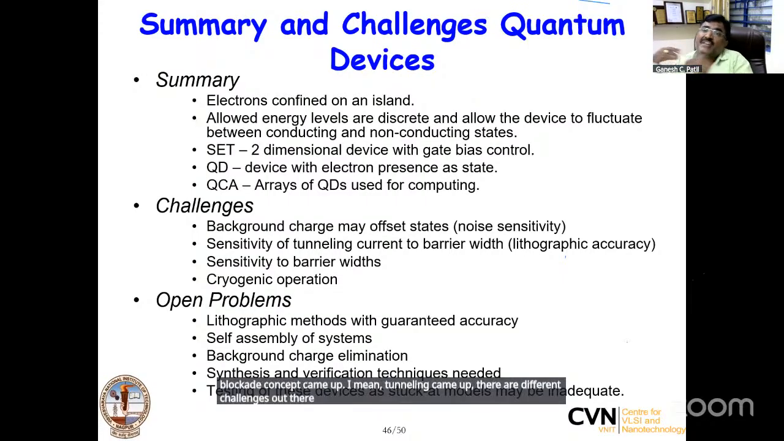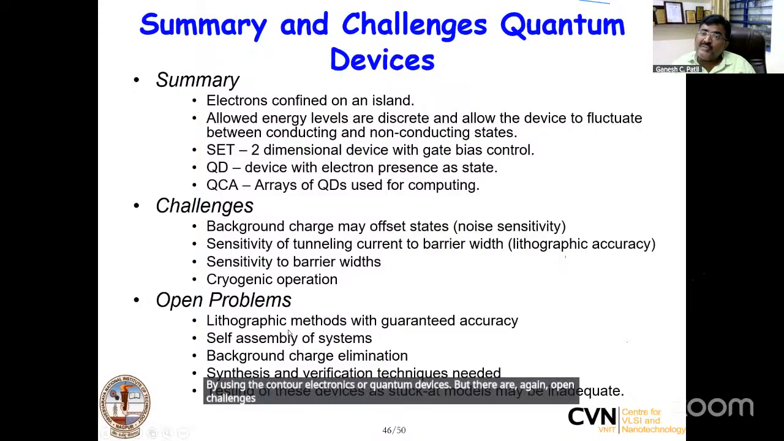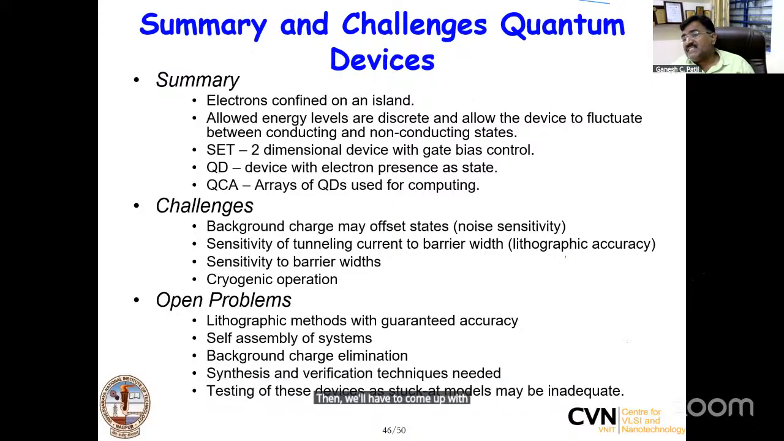So single electron transistor, quantum dot, quantum cellular automata: there are different devices people are making, different arrays, by using quantum electronics or quantum devices. But there are again open challenges and open problems also. As I told you, lithography was one of the challenges. Then we'll have to do material synthesis.